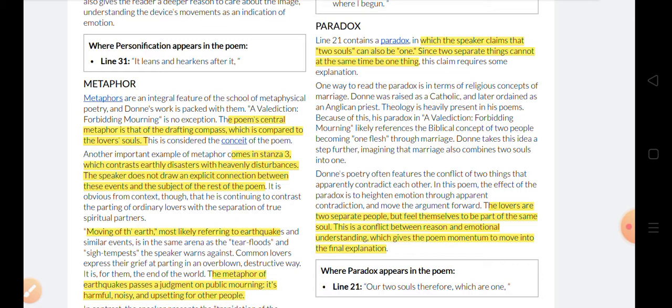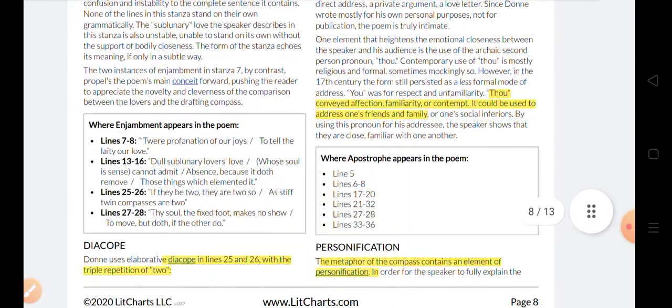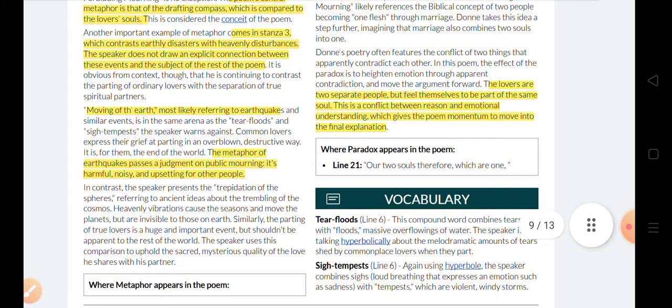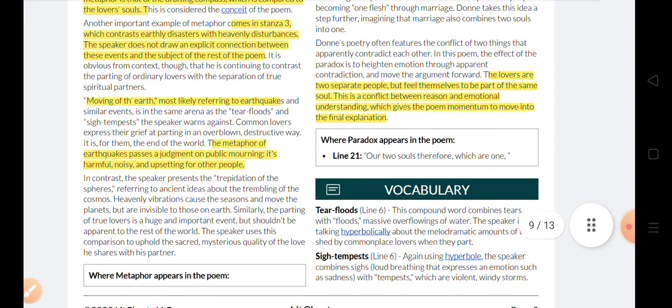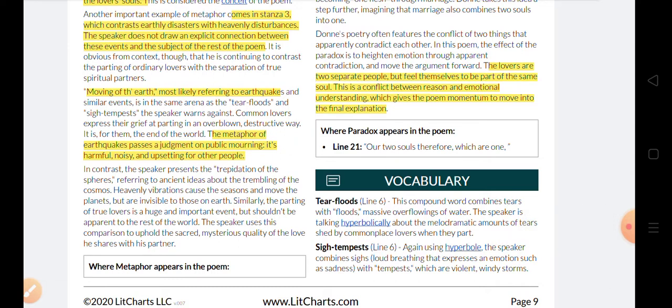And paradox is used there, a paradox being a statement which seems impossible. In it the speaker claims that two souls can be one, though that doesn't happen. It's impossible for two souls to be one. So what he did was imagine that, since two separated things cannot be one at the same time, he describes the bond between himself and his lover as unified as one. So here we'll see the lovers are two separated people but feel themselves to be part of the same soul, and this is a conflict between reason and emotional understanding. By reason or logic it is impossible, but in love it is possible. You can imagine your soul to be unified with your lover, and it gives the poem momentum to move into the final explanation. It will occur in line 21.